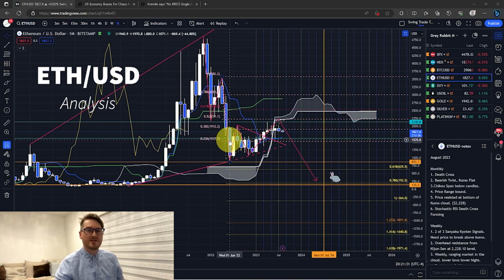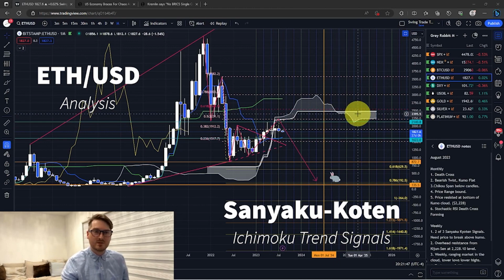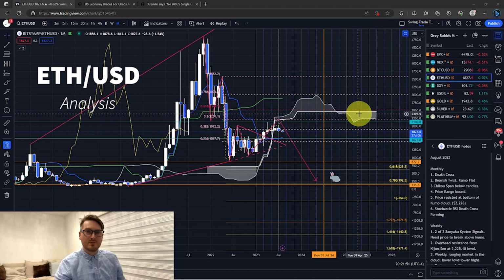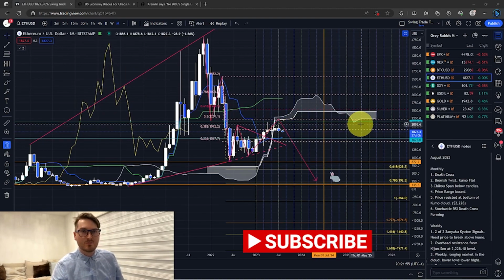Okay guys, this is Ethereum US dollar on the monthly chart. As you can see, we had an Ichimoku death cross, we had the Chikou span below the candles, and price has just broken through the Senkou span B, and we have a bearish Kumo cloud forming, but it's still flat and needs a little more steam. So we're going to keep an eye on that. Right now, price is just ranging between this $2,140 level and the $1,622 level.